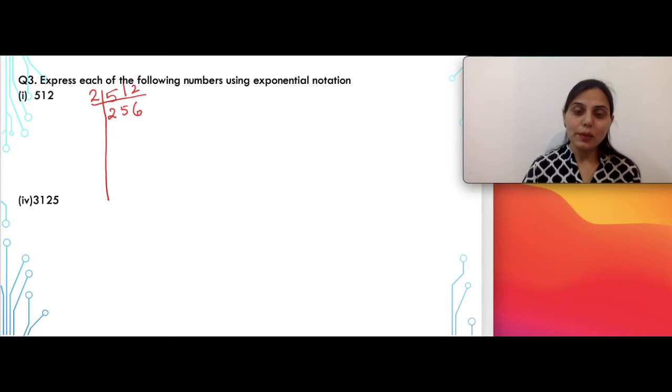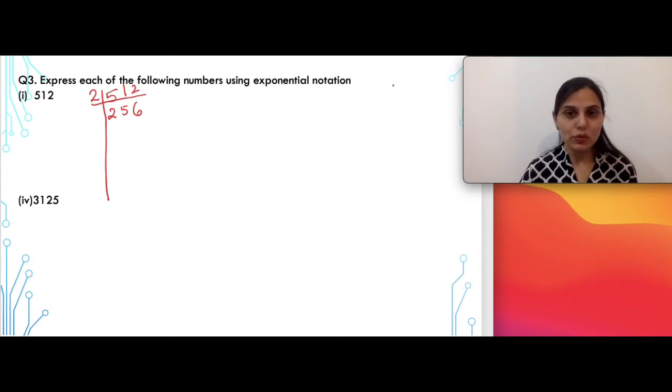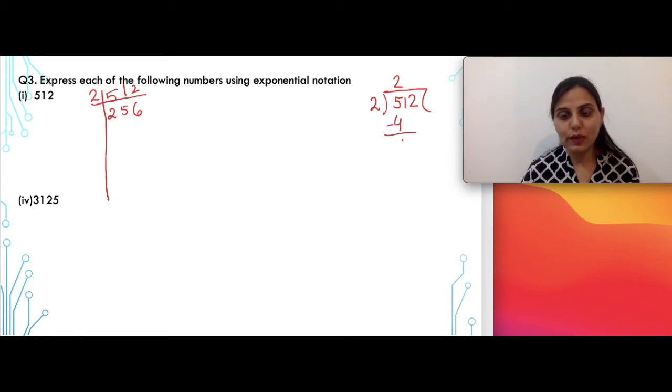256. Now sometimes what I have seen is the students don't know how to find this value. So it is a very simple method. You need to divide 512 by 2. 2 2s are 4. When you subtract, you get the answer 1 and you bring this 1 down here. Then 2 5s are 10. Again on subtracting you get 1. Bring this 2 down here and then we get 2 6s are 12. So the remainder will be 0. So from here you get the value 256.